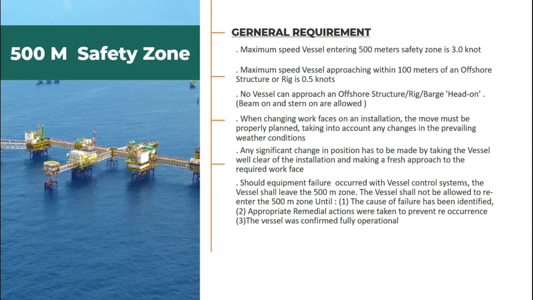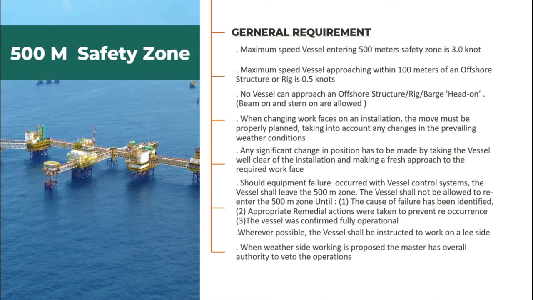In case an equipment failure occurs with the vessel control system, the vessel shall leave the 500 meter safety zone. The vessel shall not be allowed to enter the 500 meter zone until, first, the cause of failure has been identified; second, the appropriate remedial action has been taken to prevent recurrence; and third, the vessel is confirmed fully operational. And then the vessel shall be instructed to work weather side only. When weather side working is proposed, the master has overall authority to veto the operation.